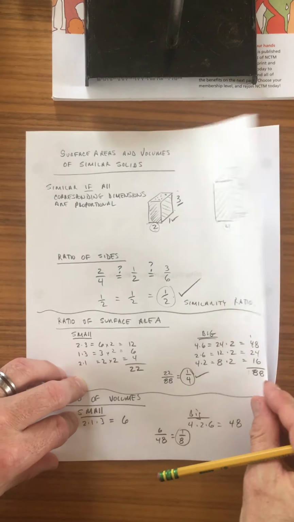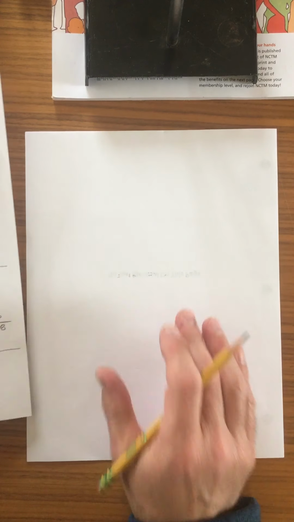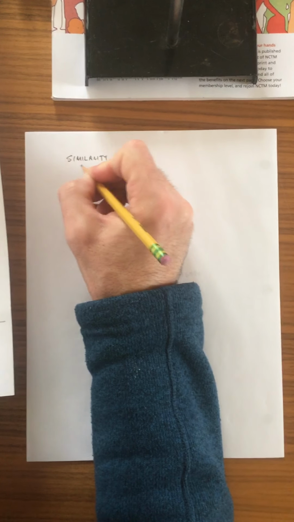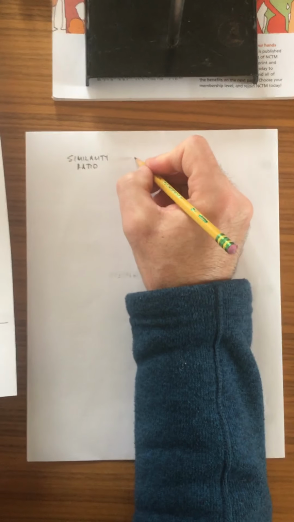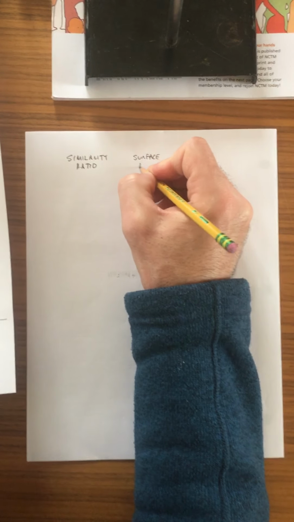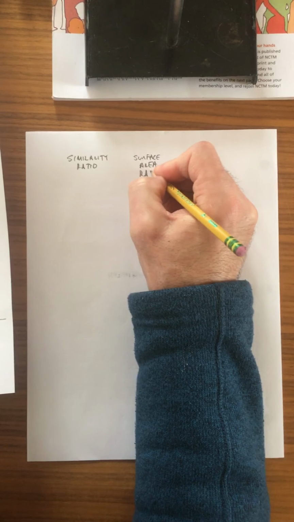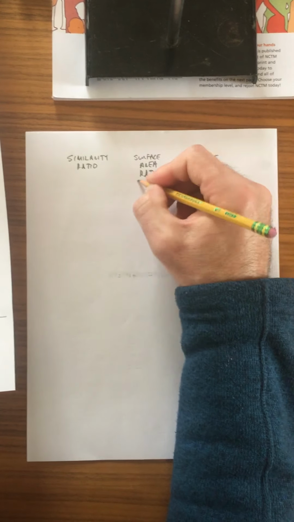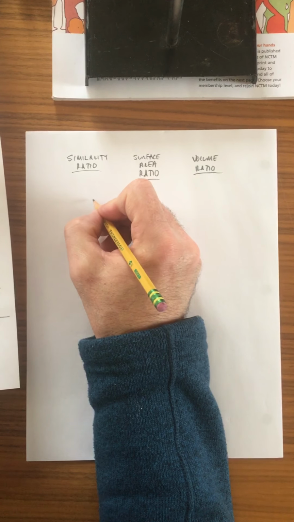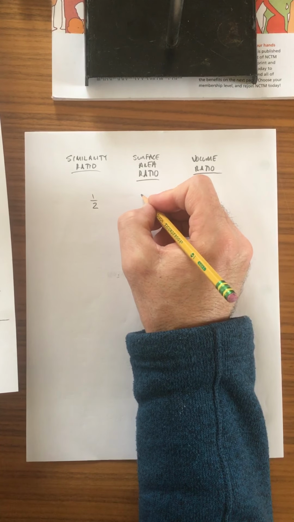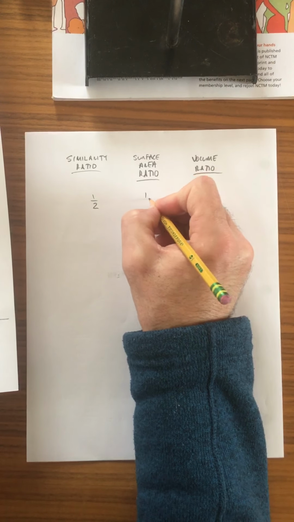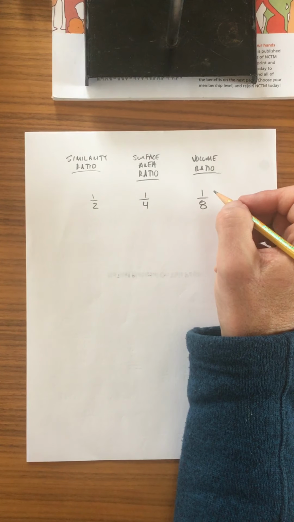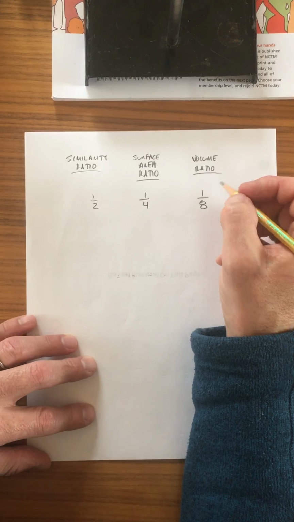Okay, so let's go on to another page and let's compare similarity ratio, surface area ratio, and volume ratio. And for our example, the similarity ratio was 1/2, and the surface area ratio was 1/4, and the volume ratio was 1/8.